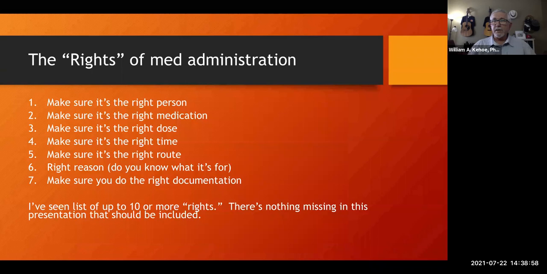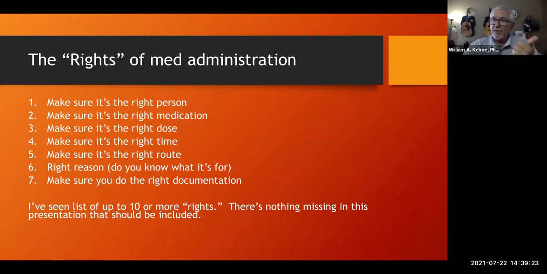Okay, so here we come to the rights of medication administration. I'm only listing 7. I know you can Google this up, because I did it last night, and you can find a lot more than 7. But here's what I think are the core issues, okay? You have to make sure you've got the right person. I still get event reports where medications are given to the wrong person.